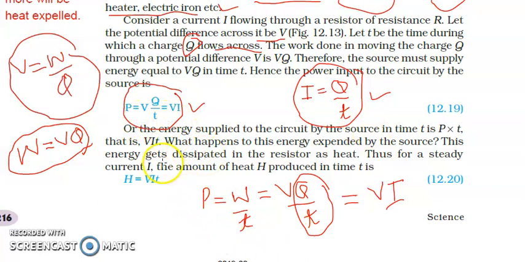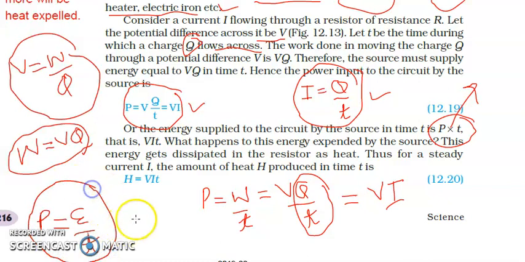Now, the energy supplied to the circuit by the source in time t is power into time. From where does this formula come? Work has the units of energy. So we can write power in this form as well: power is equal to energy upon time. So whatever power is equal to energy upon time, energy would be power into time. I hope this statement is now clear to you.